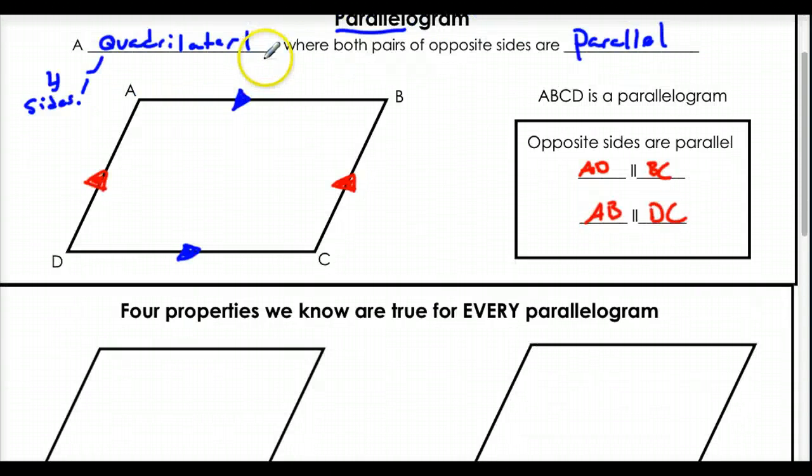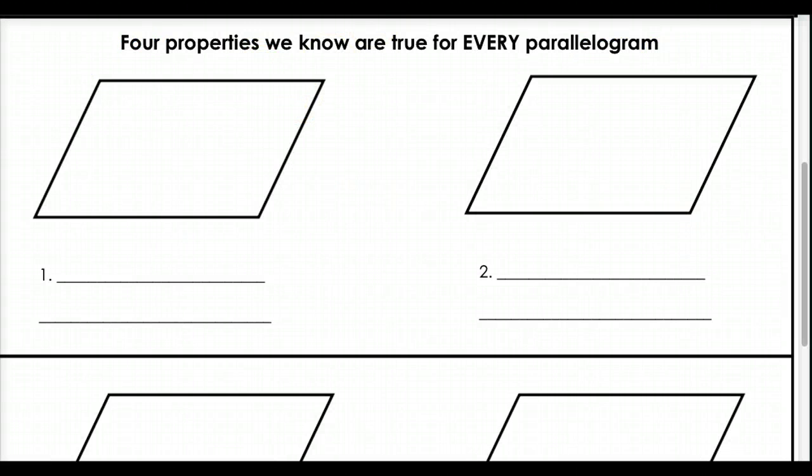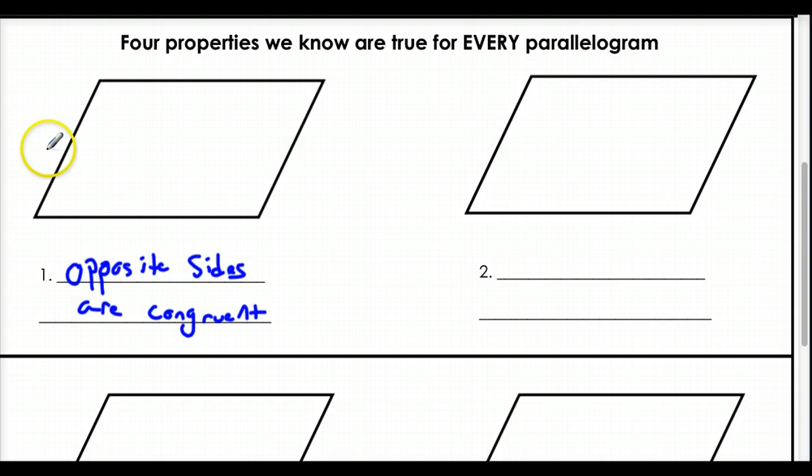Now, there are some properties that are true for every parallelogram. Every parallelogram has these four properties. You got to memorize them. So first, besides opposite sides being parallel, we know that opposite sides are congruent. In every parallelogram, our opposite sides are congruent, and let's just show what that looks like. So this side and this side would be congruent, and this side would be congruent. The opposite sides are congruent. This is always true for parallelograms.